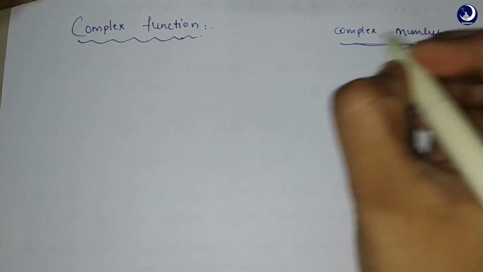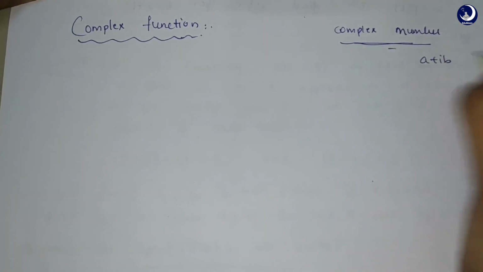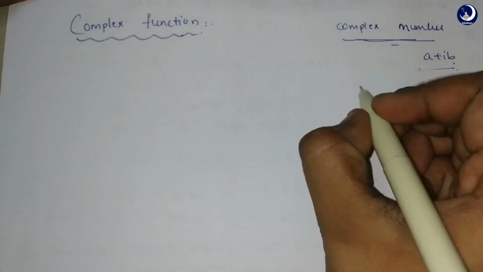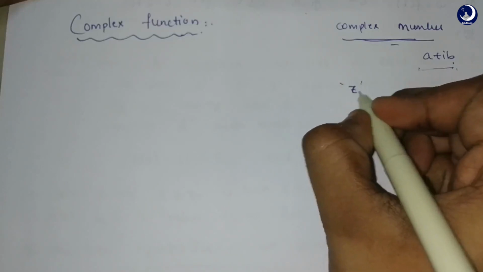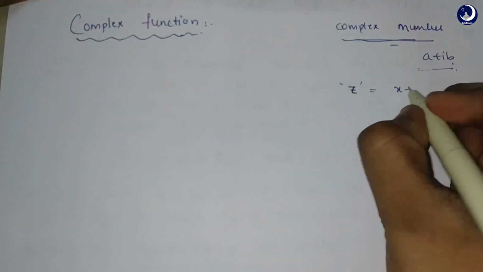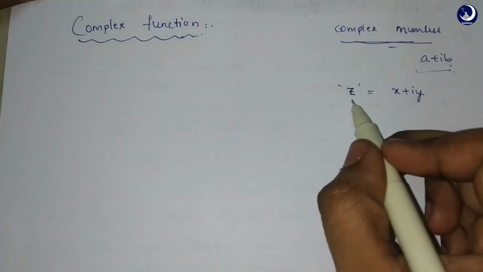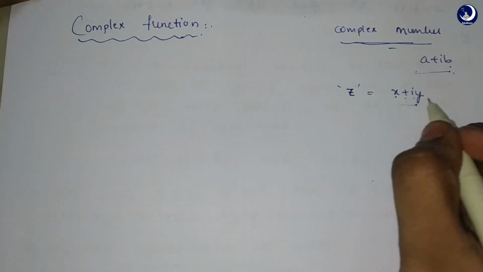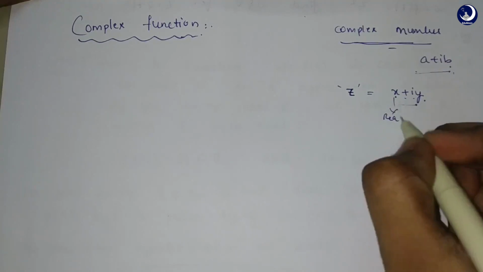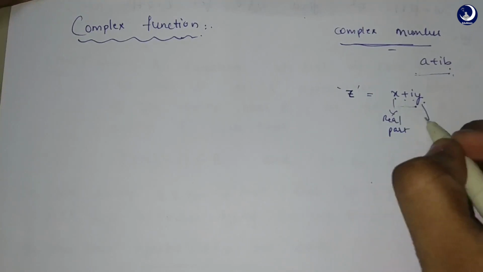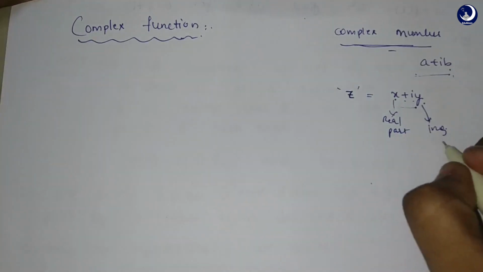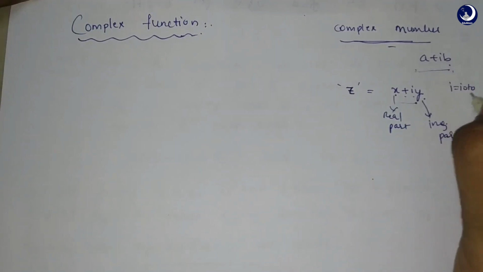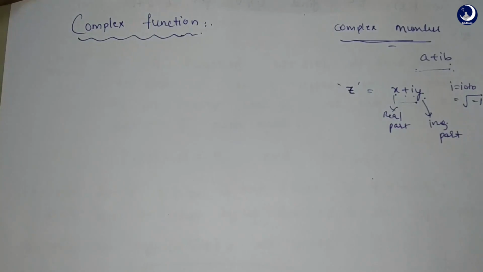This we all know, like we write a plus ib, the real part plus imaginary part form. In the same way, here we define a complex number with the indication z, which is equal to x plus iy. So this is our complex number, written as real part plus imaginary part. x is the real part and y will be the imaginary part. i is iota, we all know, which is equal to root over minus 1.